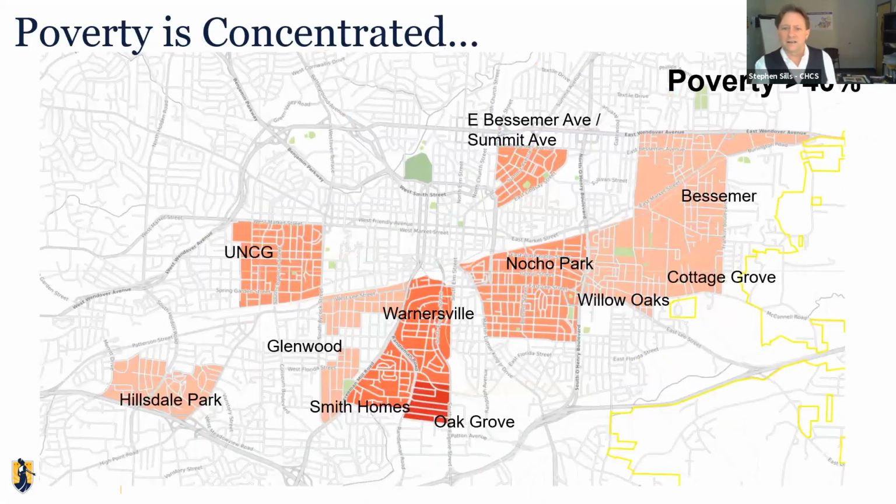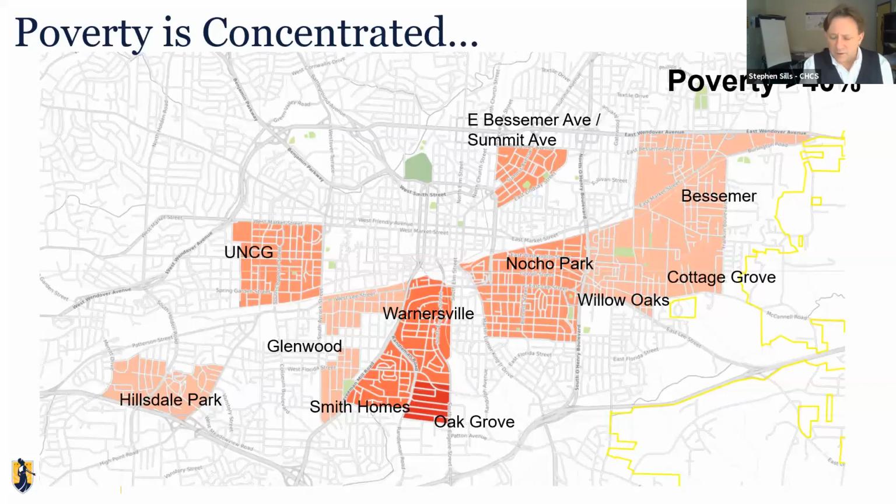These neighborhoods are East Bessemer and Summit Avenue, just north of NC A&T, east of A&T, the Bessemer neighborhood, the Cottage Grove neighborhood, the Willow Oaks neighborhood, which was redeveloped earlier in the 2000s under the HOPE VI program, where they took Morningside Homes and razed them, a 500-unit complex of public housing, replacing them with mixed-use, owner-occupied and rental homes in that neighborhood. Nacho Park, which is just south of A&T, a lot of student housing there, more recently acquired by A&T.